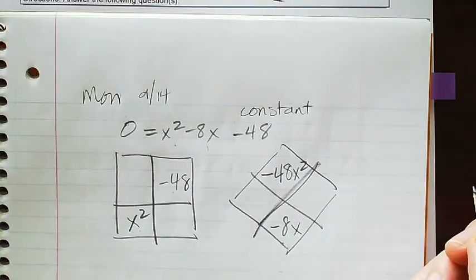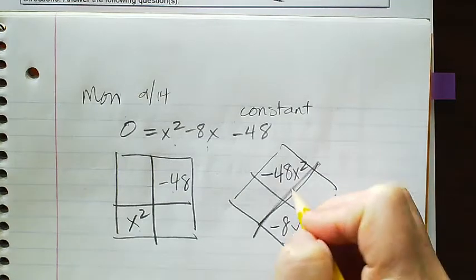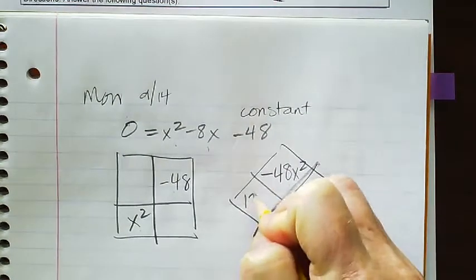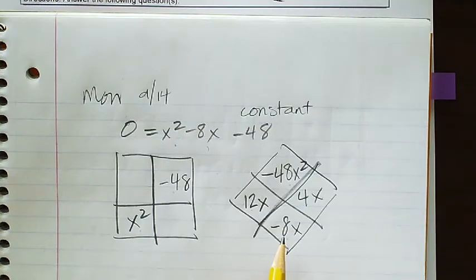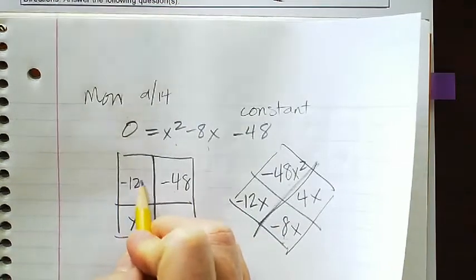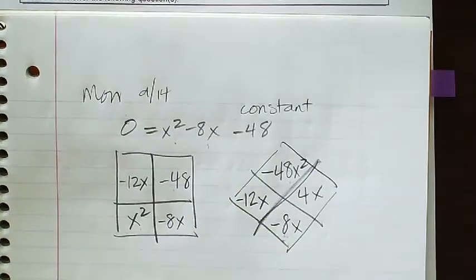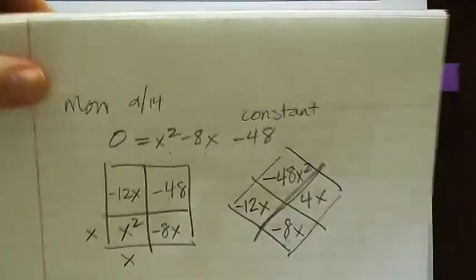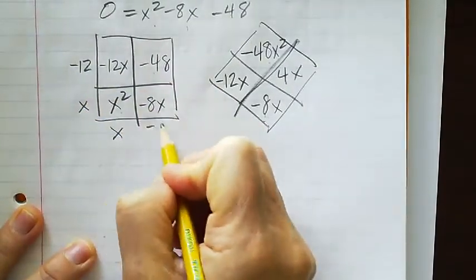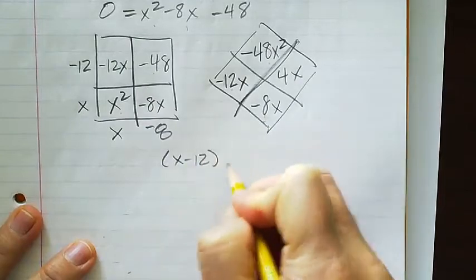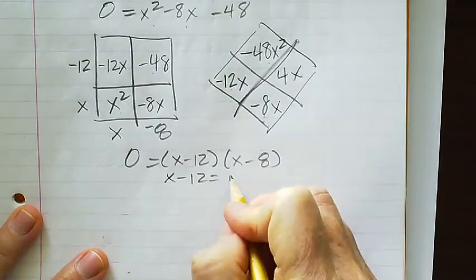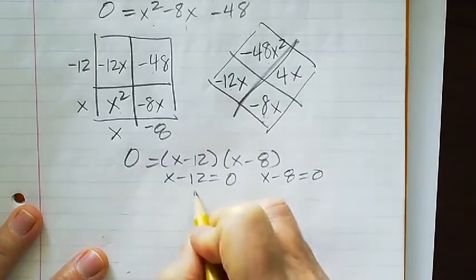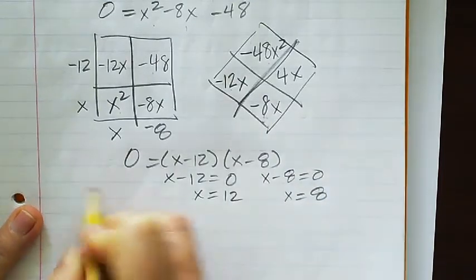So if I multiply 12 and 4, that gives me 48, and that would add up to -8, so 12x and 4x, and I know one of these has to be negative, and I want the 12 to be negative because I want them to add up to -8. So -12x and -8x. It's going to factor into x minus 12 and x minus 8 equals 0. So using zero product property, x equals 12 or x equals 8. So those are my x-intercepts.